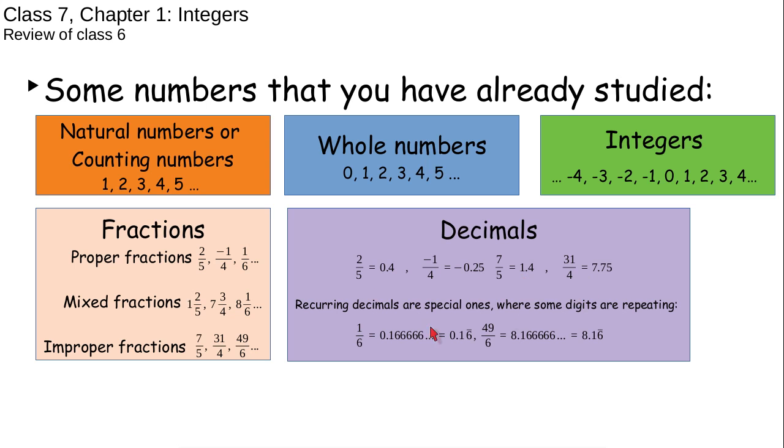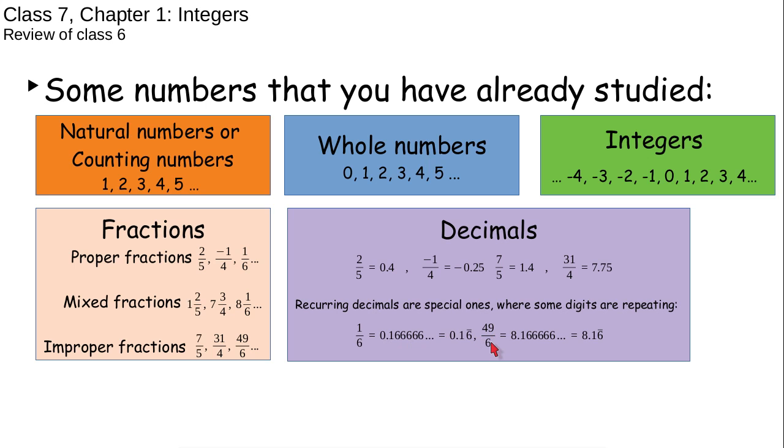There are also some special decimals called recurring decimals. You may not have studied these, but these are decimals where some of the digits are repeating. For example, ask your parents what 1 by 6 is, or try to find out from your friends what is 1 by 6. Or you yourself can divide 1 with 6 and see what the result would be. You will notice that the answer is 0.1 followed by 6, and this 6 keeps repeating itself, and this is written in this format: 0.16 with a bar on top of the 6.